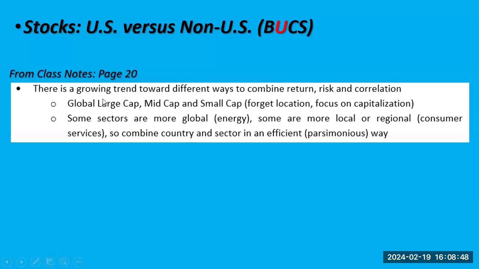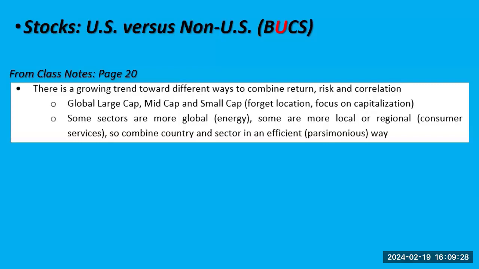Now, there is a growing trend away from categorizing US, developed, emerging, and frontier, and instead looking at stocks globally. Looking at global large cap, global mid cap, global small cap. I think that makes sense with some sectors. To me, energy is a global industry. You've got Exxon, but you also have Shell and British Petroleum. To me, they should all be analyzed together. There's no reason to look at Exxon and not look at British Petroleum. And you've got Petrobras, and you've got the Russian oil company, you've got Saudi Arabia. That's one big industry. So that makes sense to me to be global.